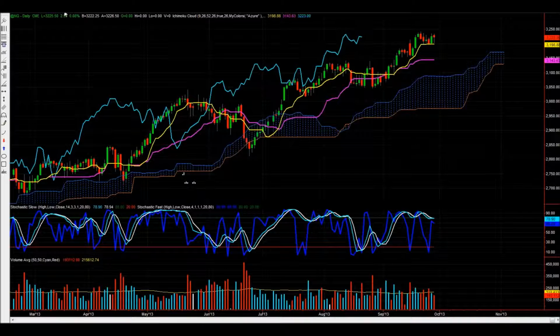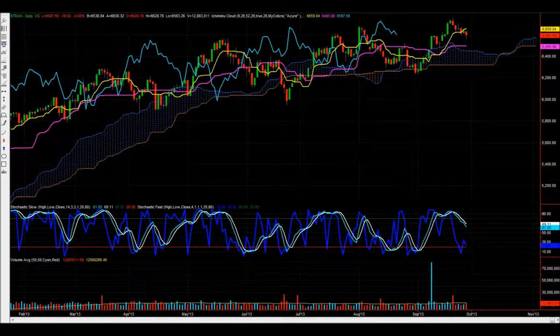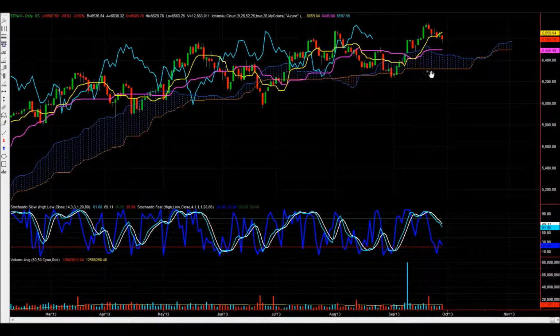Let's take a look at the transports. Transports are more bullish than bearish as well. We have the same situation here with longer term momentum a little bit overdone, but we're above the cloud. We're going a little bit sideways, but I think this is more bullish than bearish. And let's look at a couple of stocks.